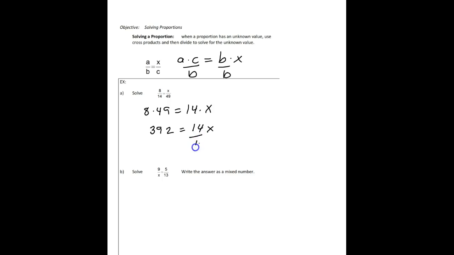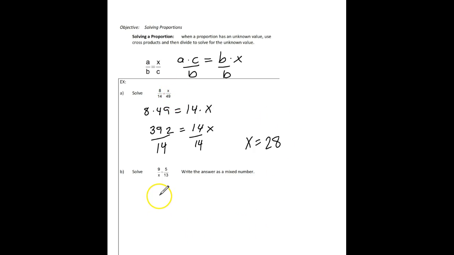Now I'm going to divide both sides by 14. So divide by 14. And that's going to give me x equals 28. So if I think back to my original equation, 8 over 14 is the same as 28 over 49.